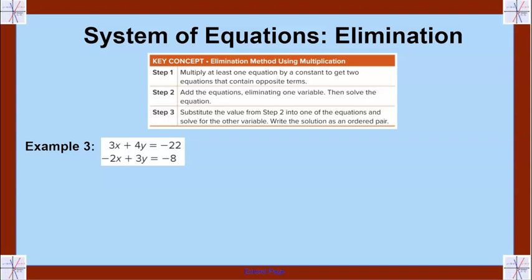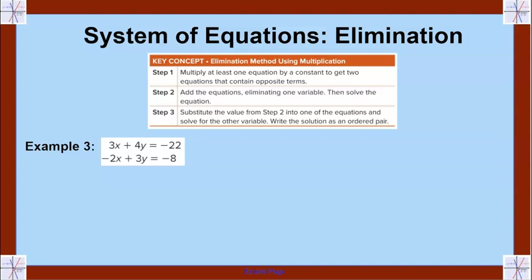contain opposite terms. Then steps 2 and 3 are going to be the same as all the other ones, where you're either going to add the equations or subtract the equations to eliminate one of the variables, and then substitute that answer in for a variable to solve the other variable. So here I have 3x plus 4y equals negative 22, and negative 2x plus 3y equals negative 8.